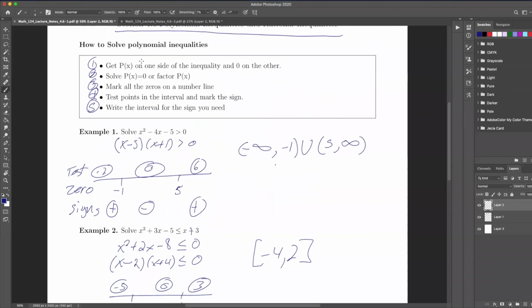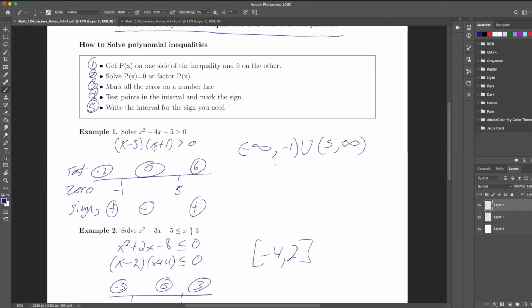Here, I get the polynomial on one side. Here, I've already achieved that goal. Here, I needed to achieve that goal, and I did so. We're going to solve for zeros. Why? Because this is 0 here, right? And so I want to know when this expression is less than or equal to 0. So it's good to know when it is 0, and so I figure out when is it 0.